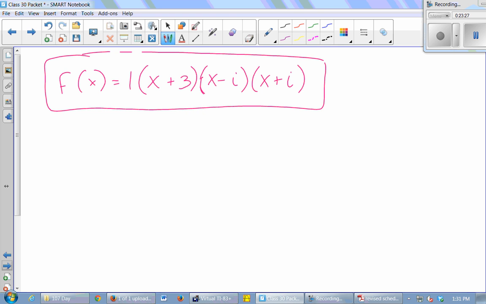Done with that part. But they asked me to also give this in the standard polynomial format, like ax cubed plus bx squared plus cx plus d. To get that, I have to multiply it all together. So I have f of x equals x plus 3 times, and I'm going to multiply these two together first. I think it's going to be easiest if I deal with the complex numbers first.